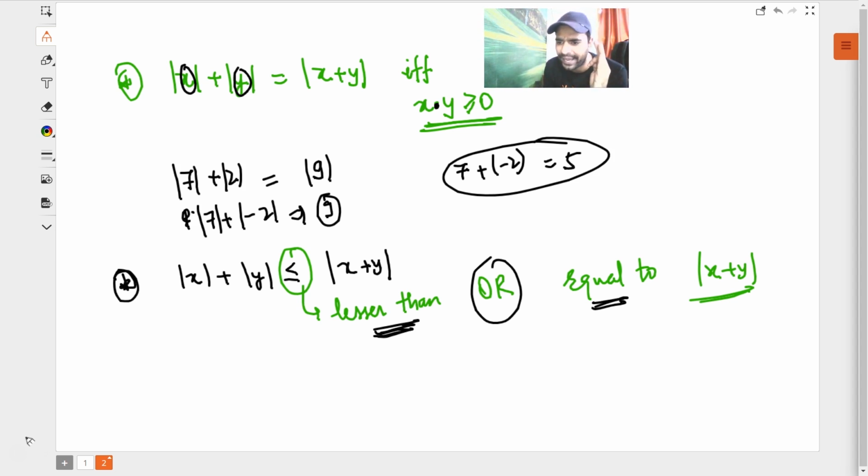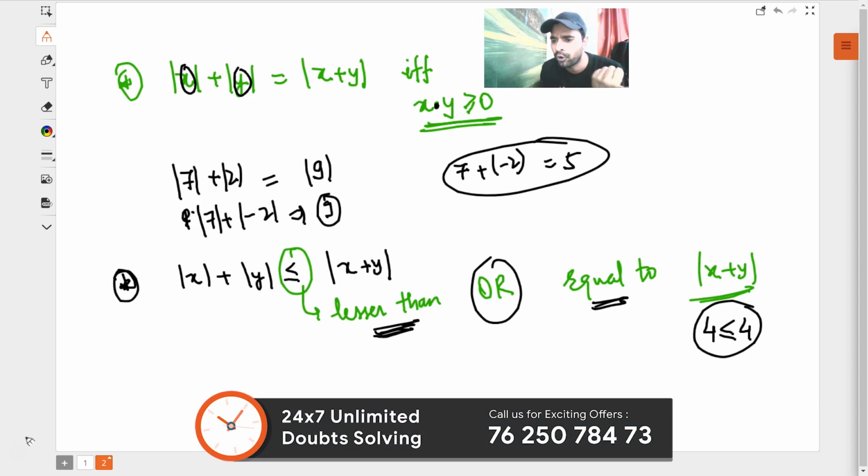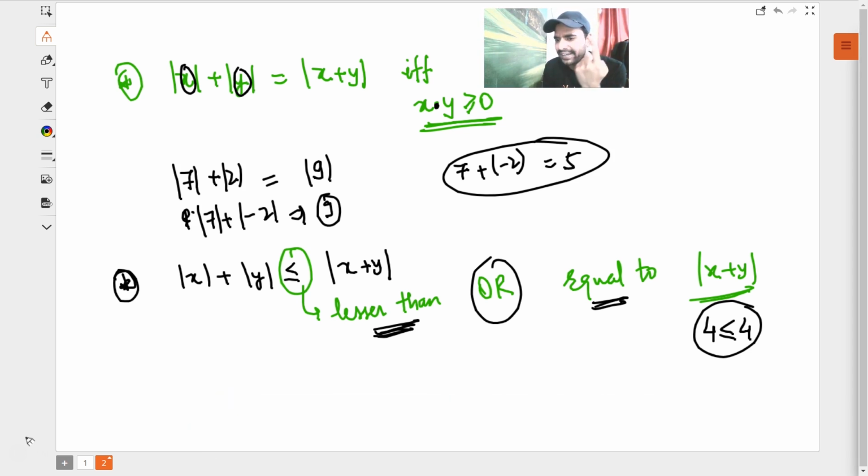I already told you, guys, I can write 4 is lesser than or equal to 4. How do I read it? 4 is lesser than or equal to 4, right? It is equal to 4. That means it is satisfying one condition out of lesser than or equal to. It is equal to, so it is satisfying that condition.